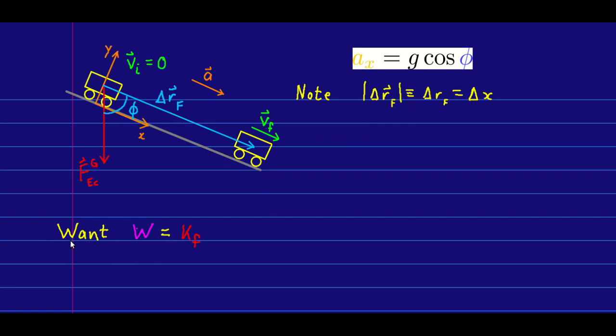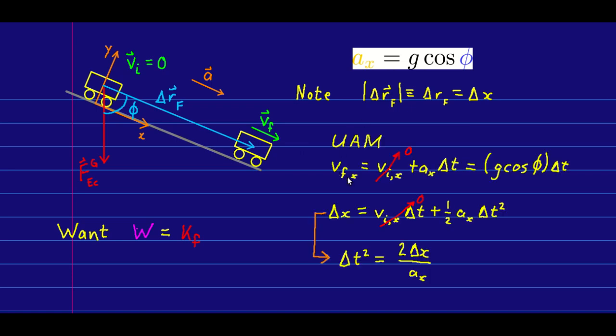Remember that all we're after here is the work. We want to know the work done by this force that is not parallel to the motion, and we've seen that I've set it up so that that's going to be equal to the final kinetic energy. So now I want you to note that the force displacement vector Δr_F has a magnitude that we would just call Δr_F, and that is equal to the x component of the displacement of the cart. And so that's going to be useful as we go through the kinematics.